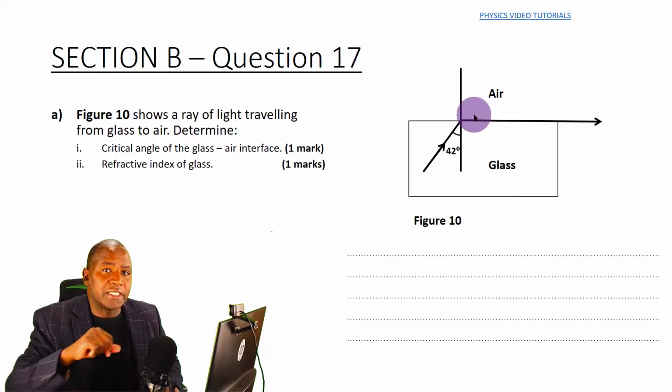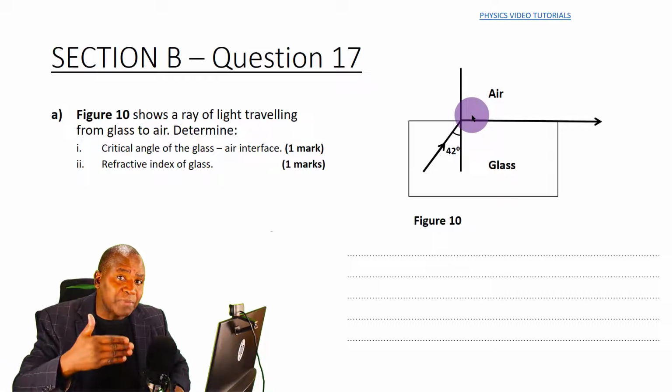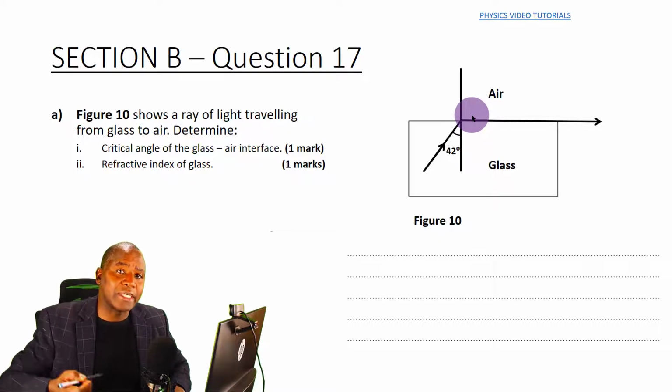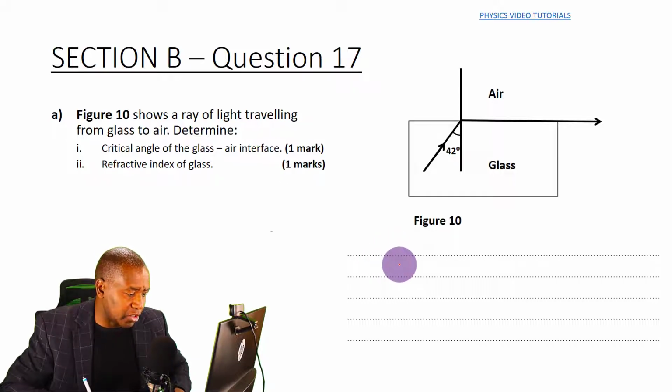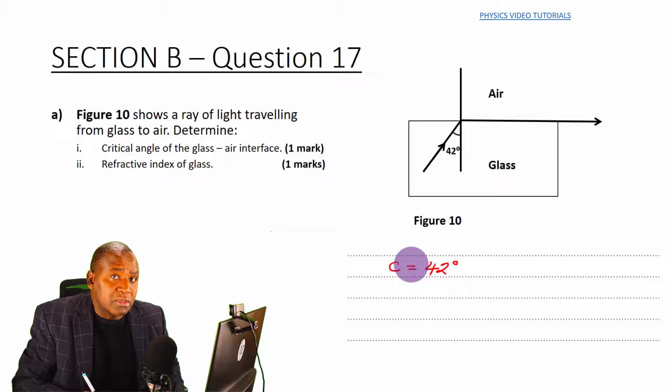Critical angle is the angle of incidence in the optically denser medium for which the angle of refraction in the optically less dense medium is 90 degrees. And you can see those conditions have been fulfilled. And that is how you identify 42 degrees as the critical angle. So you'll just say here that the critical angle C is 42 degrees. And it is just as simple as that. There were no calculations involved.